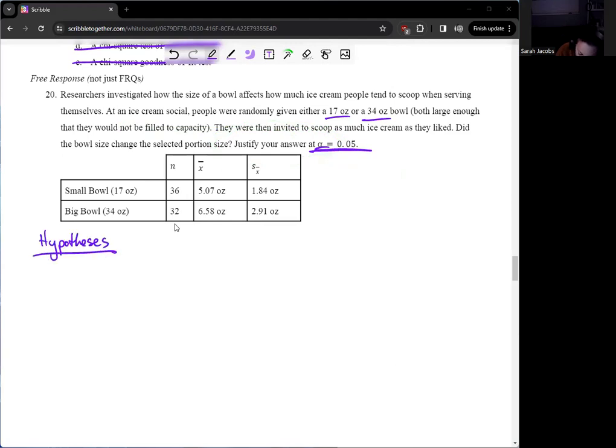Hypotheses. I'm going to say that mu1 is the mean for people with a 17-ounce bowl. And mu2 is the mean for people with the 34-ounce bowl.